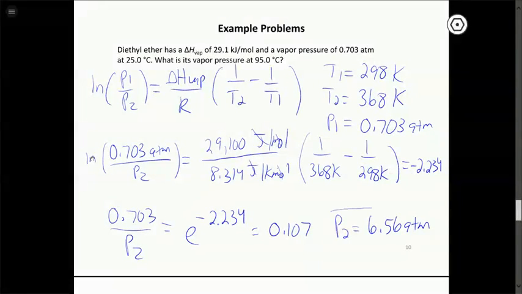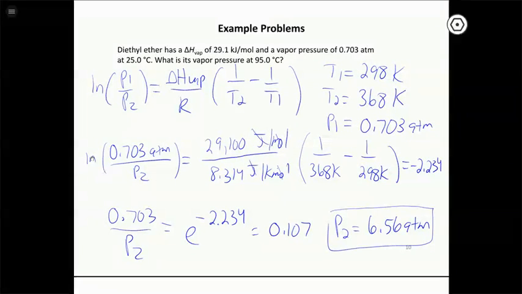All right, so there's a pretty big effect of temperature on vapor pressure, especially when you have a low vaporization enthalpy like we do here. At room temperature, it's 703.703 atmospheres. If we raise it up to 95, just below the boiling point of water, the vapor pressure skyrockets all the way up to 6.56 atmospheres.